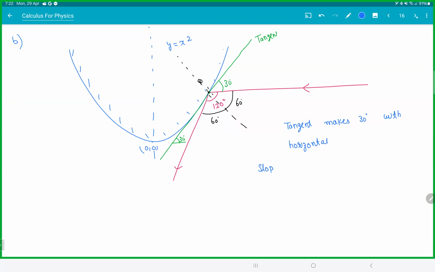So the slope of the tangent will be tan 30. But slope is nothing but dy by dx. So this is where calculus comes in, dy by dx. And what is dy by dx? 2x. Therefore, x is 1 by 2 root 3. y is nothing but x square, so that is 1 by 12. Please check your answers.